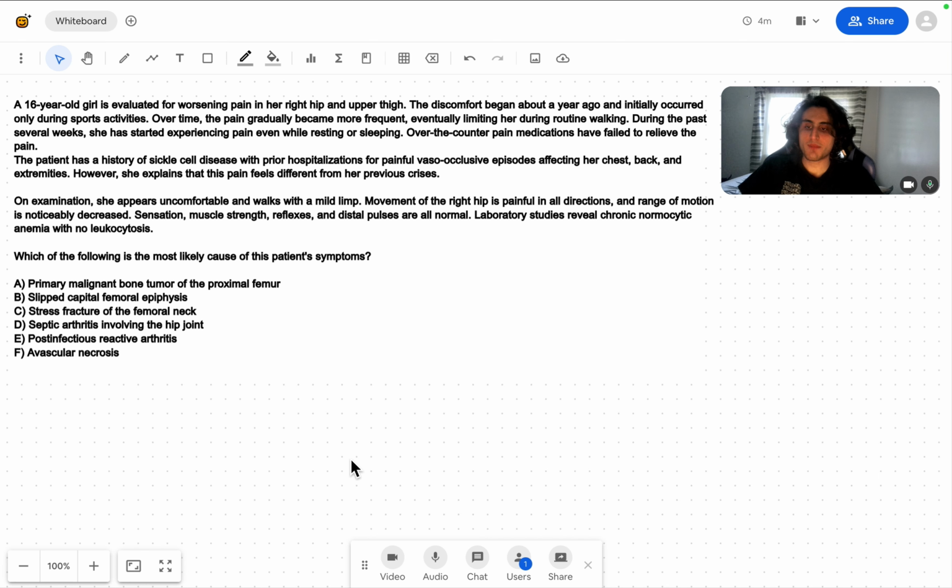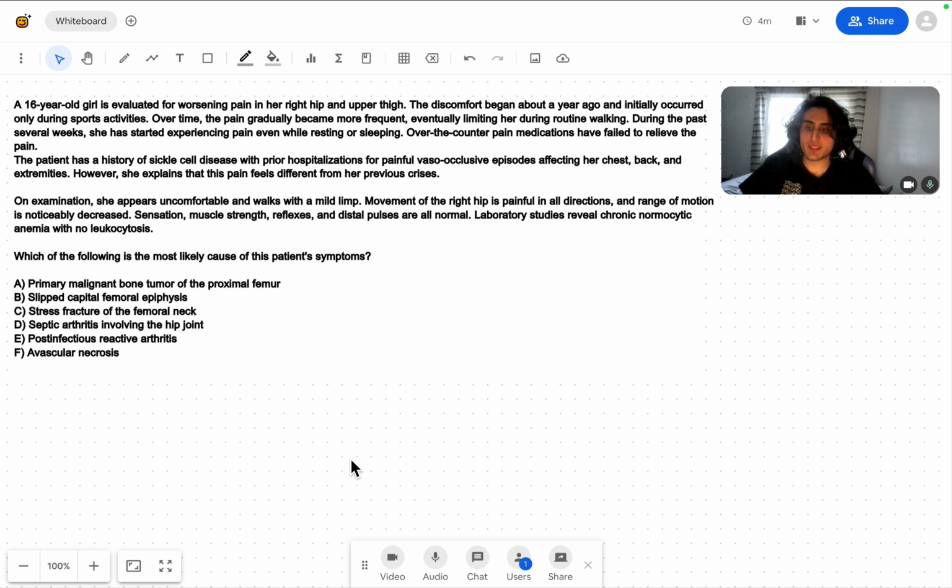A. Primary malignant tumor of the proximal femur. Well, bone cancer could potentially lead to lower extremity pain, but the thing is, we do not have any evidence to suggest that this patient has bone cancer, so we cannot necessarily go with A.